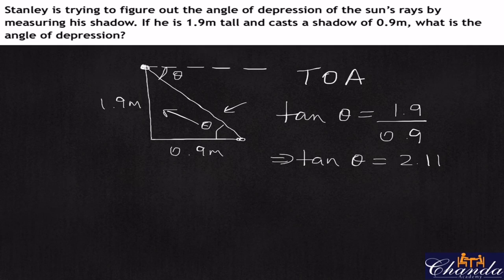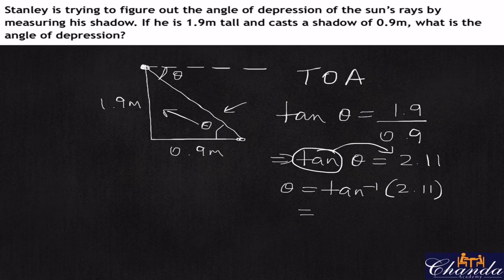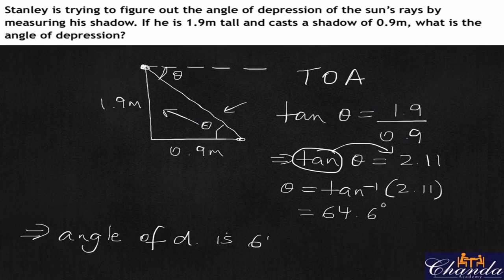2.11. Then taking the tan over to the other side, we get an inverse tan. So we have theta equals inverse tan of 2.11, which gives me 64.6 degrees. Therefore, the angle of depression, let's call it D, is 64.6 degrees. Fantastic. Let's move to the last question.